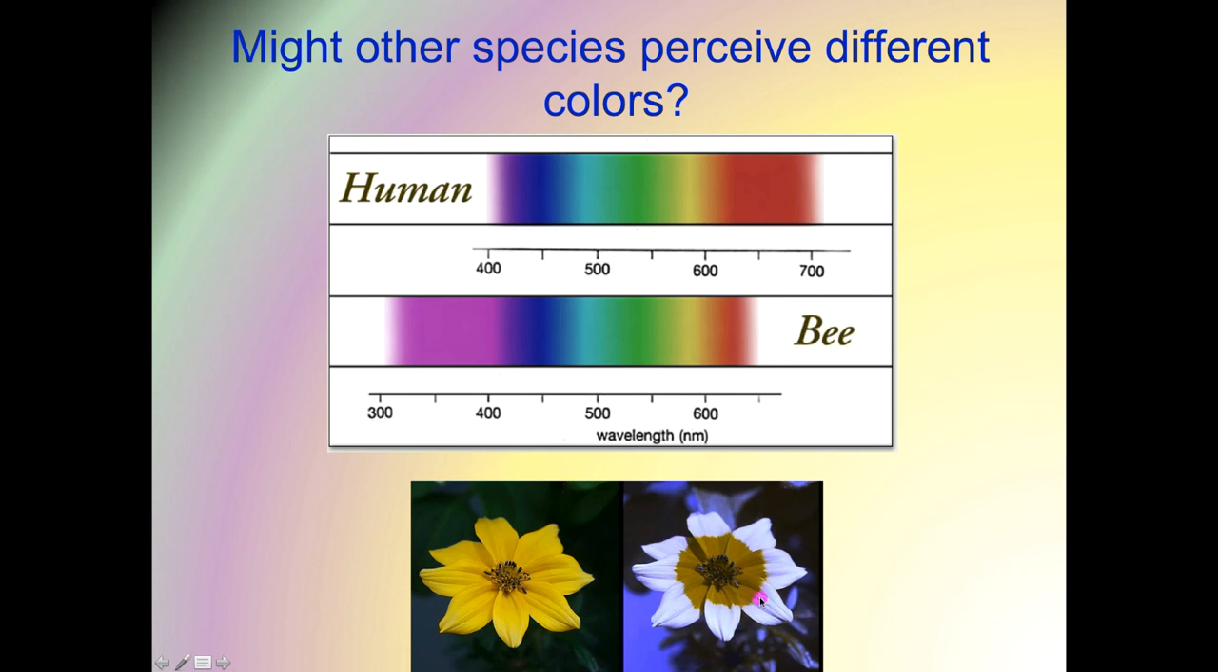And as a result of that, look at the flower here on the right. That's how a honeybee would see it. And the one here on the left, that's how we see it. A person with normal color vision with 3 different types of cones would see it this way.